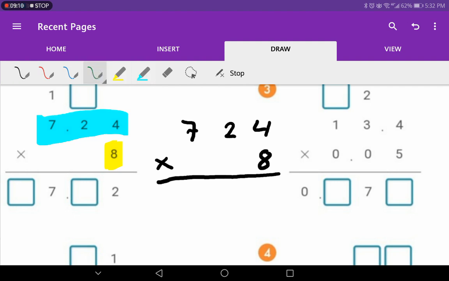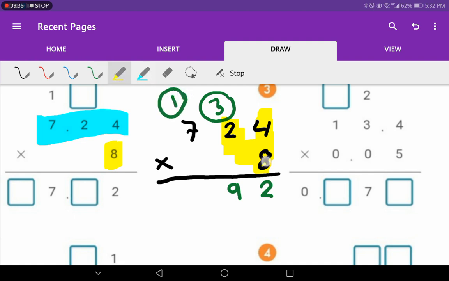8 by 4 equals 32. 2 down and 3 up. Then 8 multiplied by 2 equals 16 plus 3 equals 19. 9 down and 1 up. And 8 by 7 is 56 plus 1, 57. So I write 57. I'm done from the multiplication.